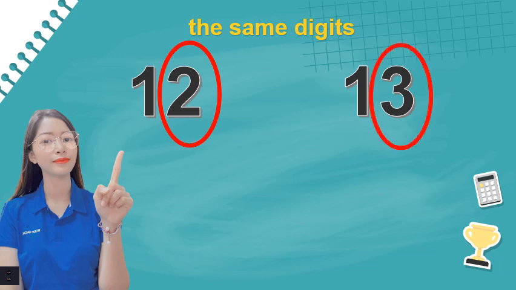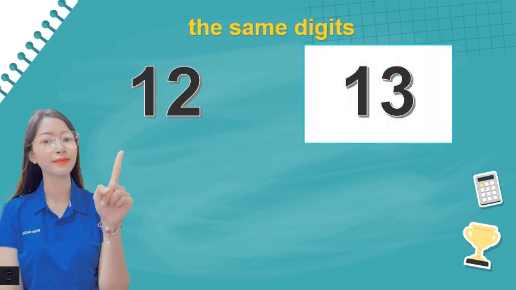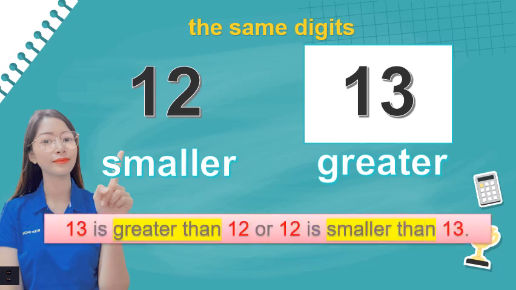So which one is bigger? 2 or 3? You're right, it's number 3. So the bigger or the greater number is 13. And the smaller number is 12. That's how you do it. So therefore, 13 is greater than 12 or 12 is smaller than 13.